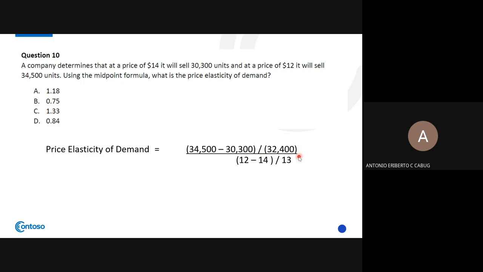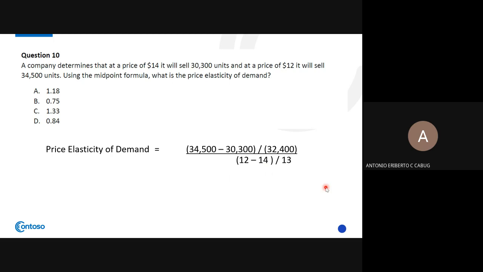Kumusta yung percentage change ng price? From 14 to 12. So 12 minus 14 divided by supposed to be 14. Pero kung baliktarin mo ang direction, magiging divided by 12. So para maging consistent yung sagot natin, kahit anong direction man ang susundin natin, we divide it by the midpoint.